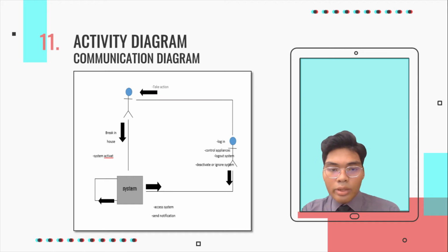So these are the communication diagram. On the right is the owner, which can log in into the system, control appliances, log out system, deactivate or ignore the system. On the top left we have the intruder, which break into the house and it will activate the system. And we can see the owner can take action on the intruder. So the system give access to the owner and will send notification through Blink app.